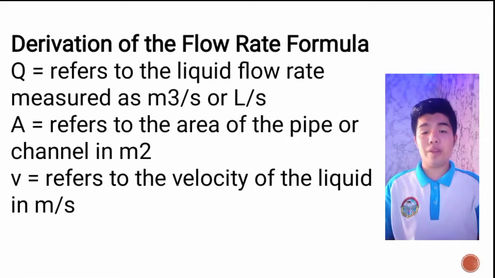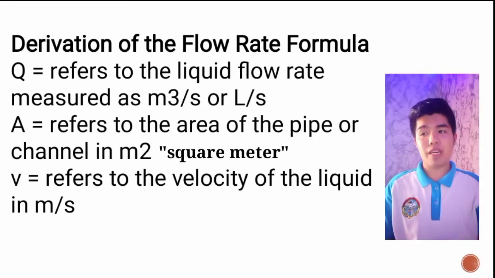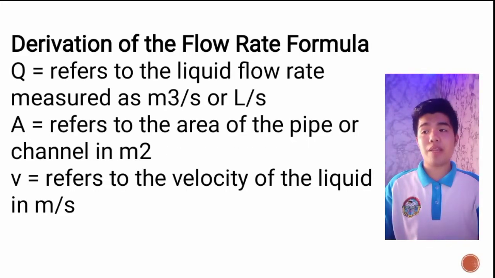And now, we will go to the derivation of the flow rate formula, where Q refers to the liquid flow rate measured in cubic meters per second or liters per second, A refers to the area of the pipe or channel in square meters, and V refers to the velocity of the liquid in meters per second.